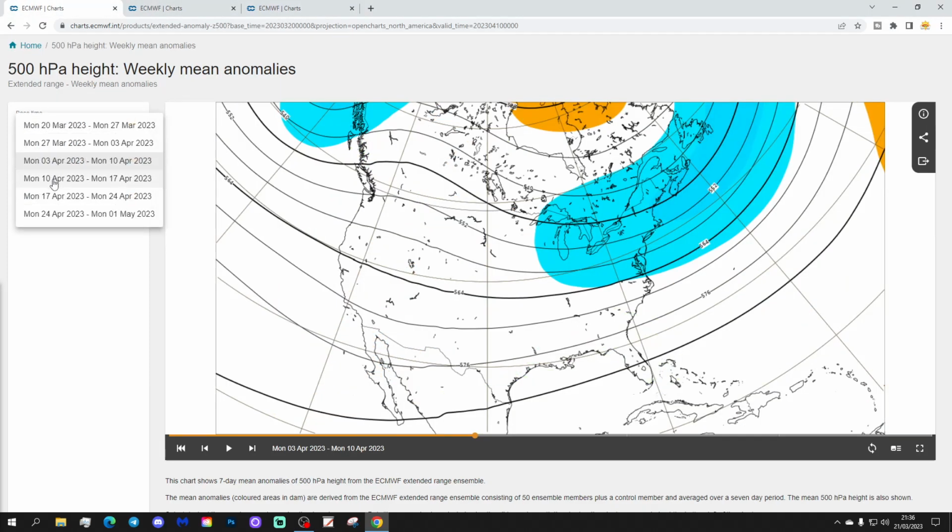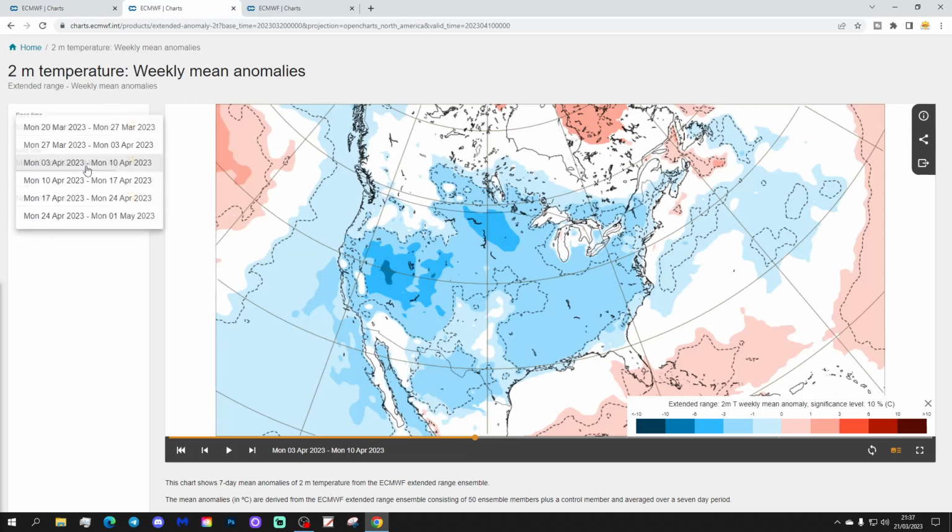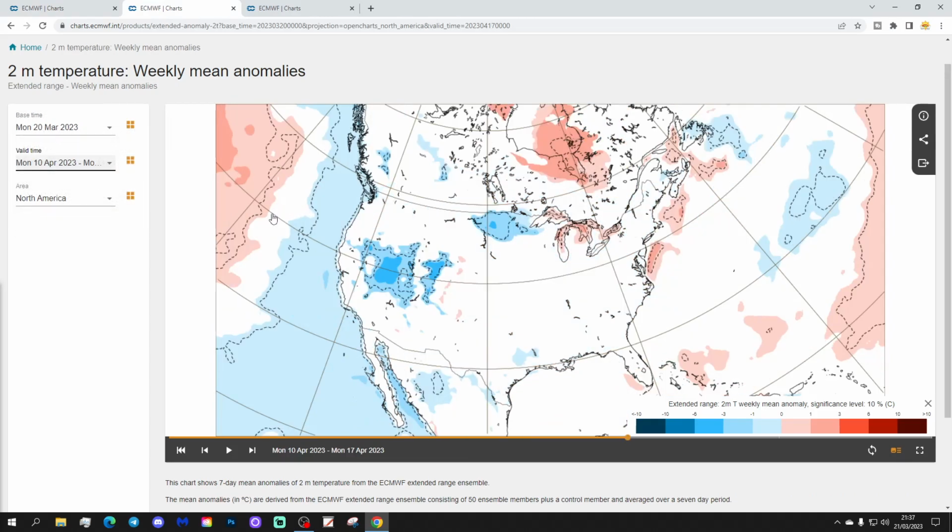Right, week 4 will be the 10th to 17th of April. How's that one looking? So a ridge then starting to appear through northern parts of America and into the Midwest as well. What are the temperatures doing? So we're losing the signal here. It's still looking rather on the cold side in the far north and west though.